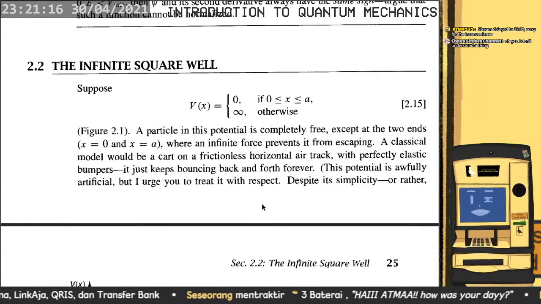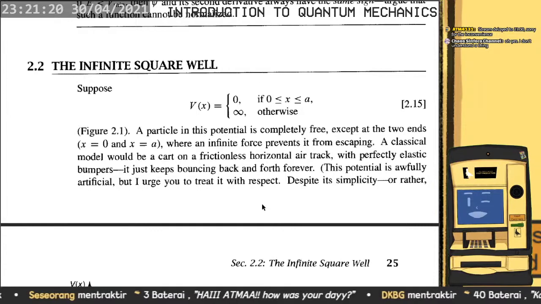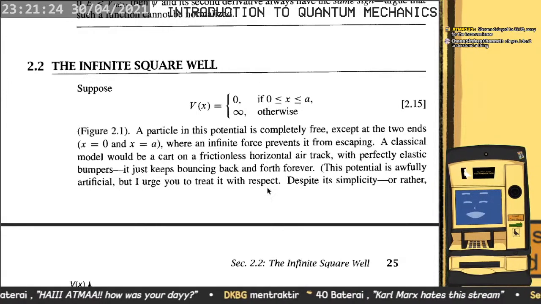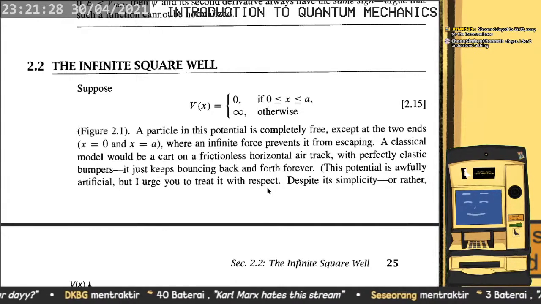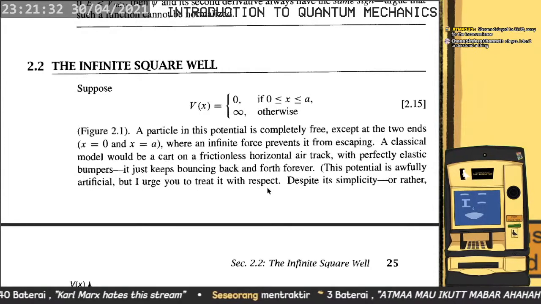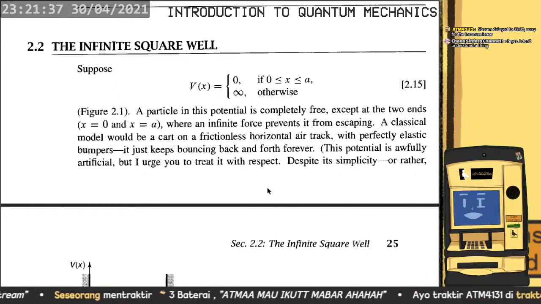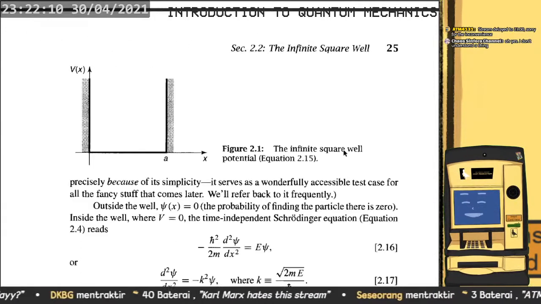A particle in this potential is completely free except at the two ends, x equals 0 and x equals a, where an infinite force prevents it from escaping. A classical model would be a car on a frictionless horizontal air track. With perfectly elastic bumpers, it just keeps bouncing back and forth forever.